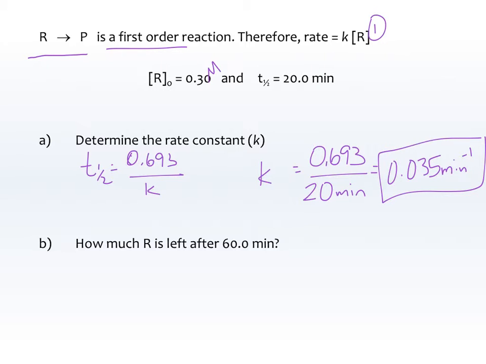0.693 does not have a unit, the natural log of 2. It's just a number, because remember it was A0 divided by A0 and they canceled. So it's just per minute. That's my unit for k.